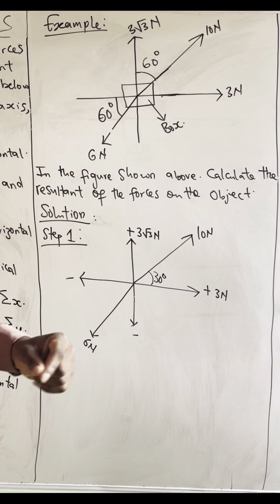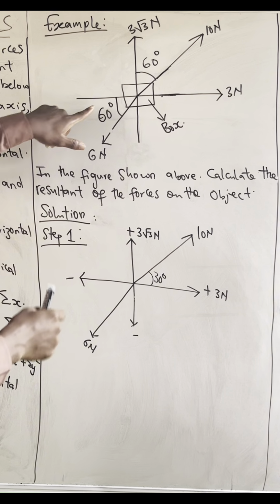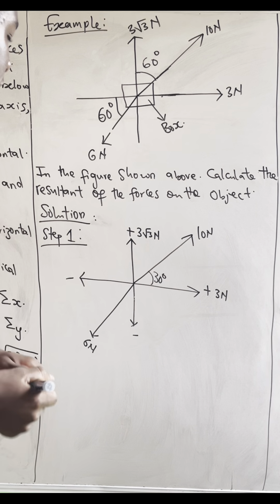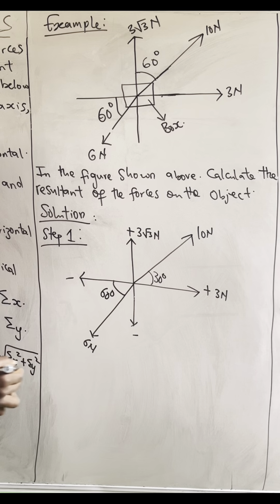We're now going to check: is this 60 degree to the horizontal or to the vertical? We are going to say that this 60 degree is already to the horizontal, so we will not do anything with it. You will just write it to the horizontal, 60 degree. So we are done with this, guys.